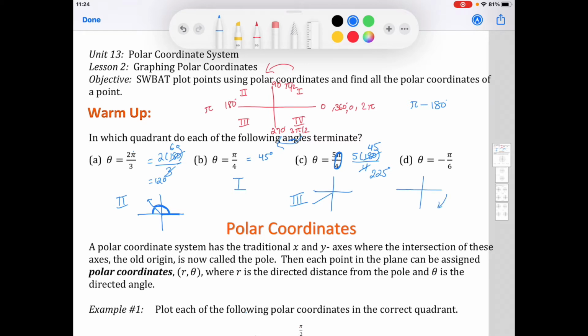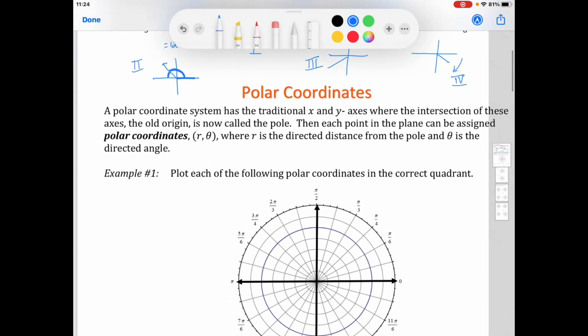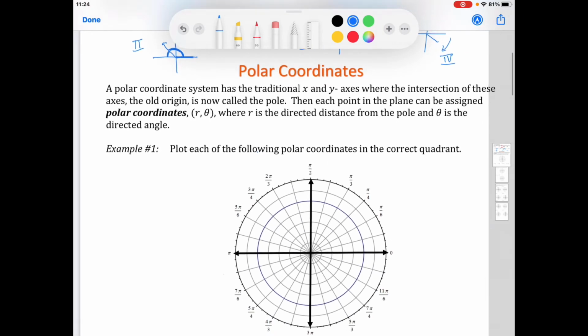Now when we have a negative angle, remember I told you negative means we're going in clockwise direction. So 180 divided by 6 is what? 60? No, 180 divided by 6 is 30, not 60. So this is negative 30 degrees. If it's negative 30 degrees, we are in the fourth quadrant.